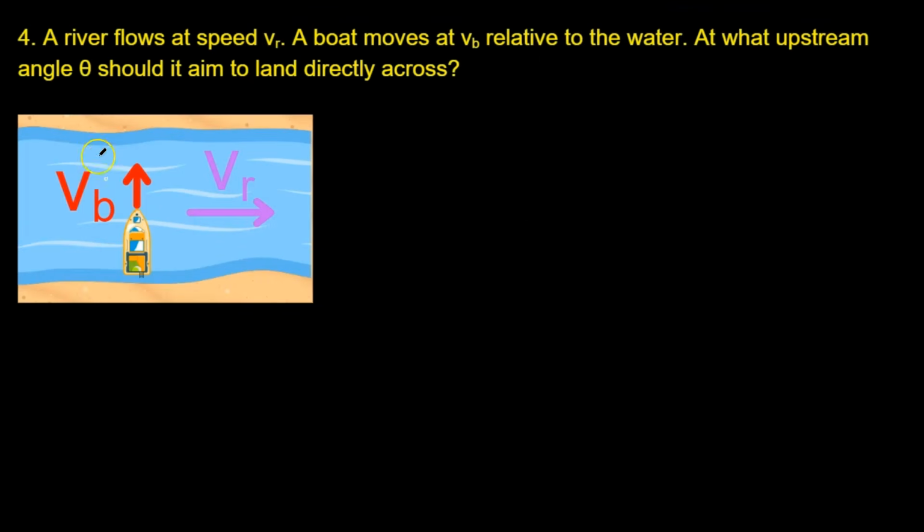Now we'll take a look at a relative velocity problem. A river flows at speed v_r, a boat moves at v_b relative to the water. At what upstream angle should it aim to land directly across?